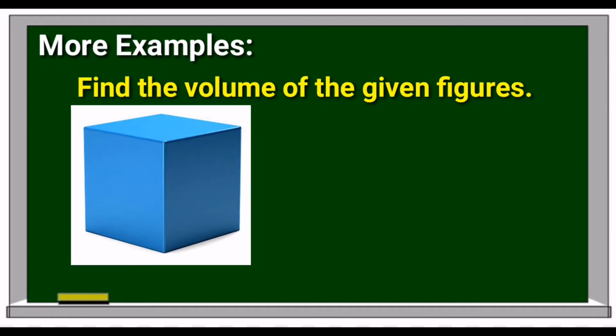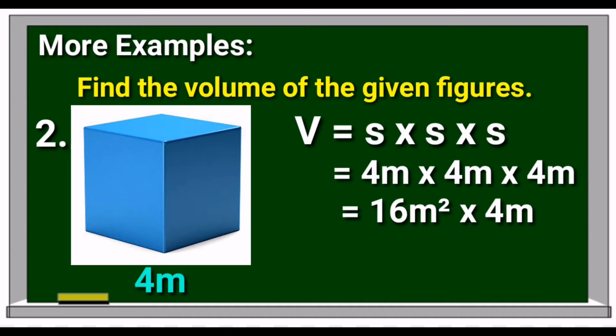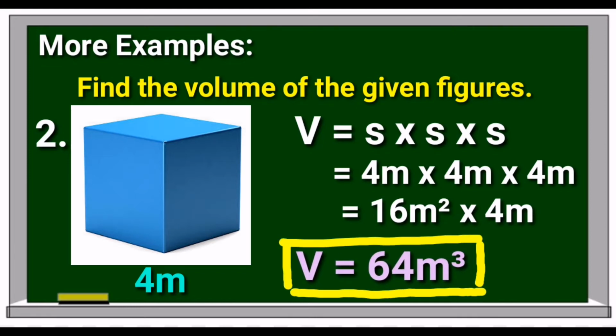The next figure is a cube. So we are going to use the formula V equals S times S times S equals 4 meters times 4 meters times 4 meters. 4 meters times 4 meters is equal to 16 meters squared times 4 meters. The final answer is 64 cubic meters.